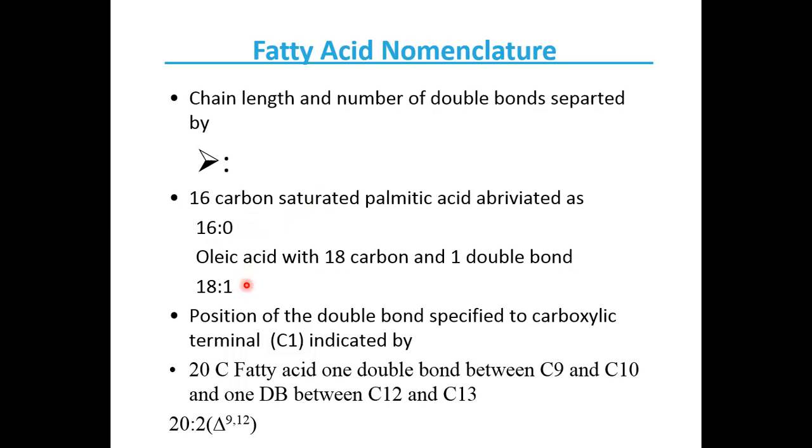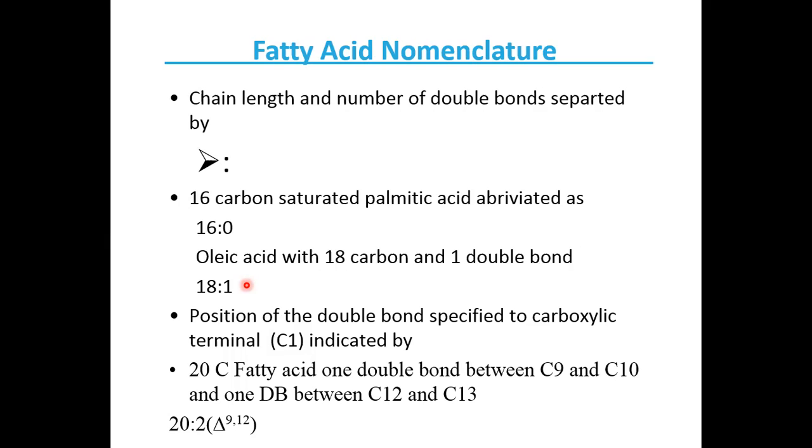Next is the position of the double bond. The position of the double bond is specified relative to the carboxylic terminal. Remember, this is very important. There may be two terminals, one carboxylic terminal and the second one the methyl terminal. Regarding the methyl terminal, I will explain later, but right now, for the general nomenclature of fatty acids, we use the carboxylic terminal.